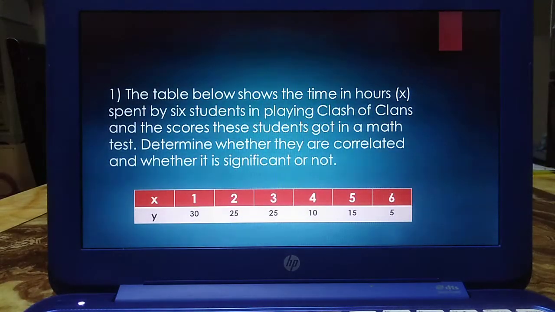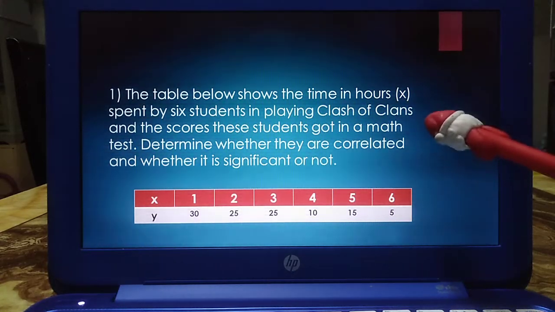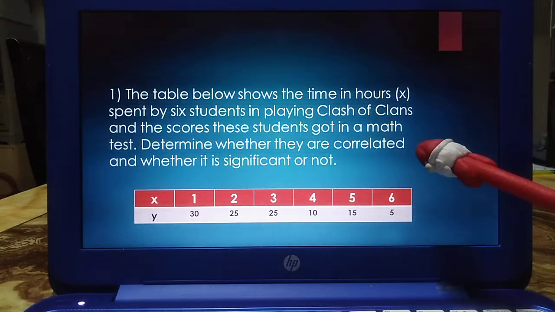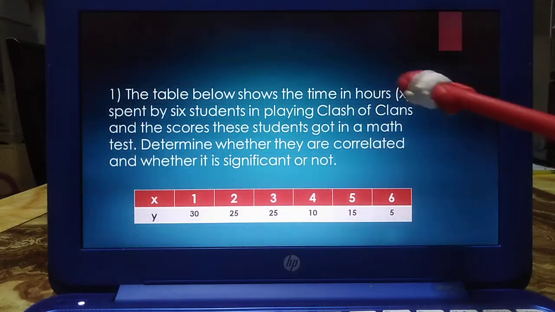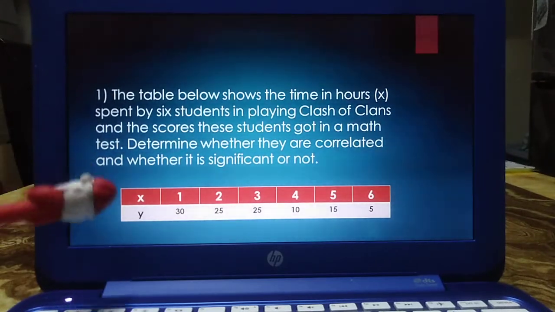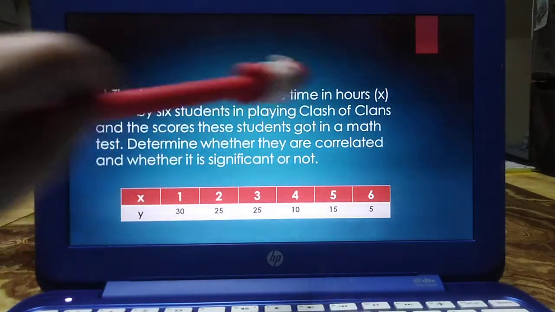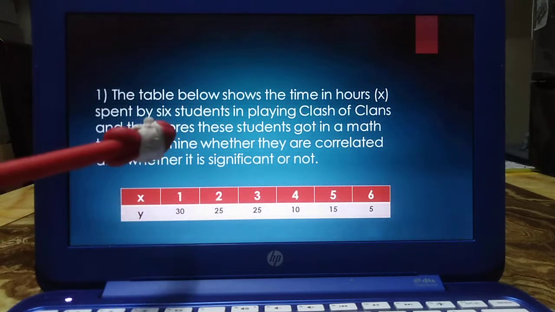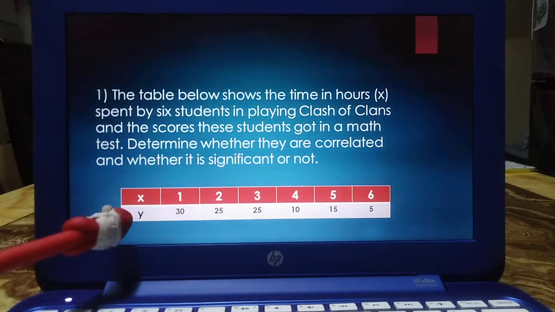So for our written output number 7. The table below shows the time in hours spent by 6 students in playing Clash of Clans and the scores the students got in math tests. So we determine whether they are correlated or whether it is significant or not. So the time will now be represented as x. X is the time in hours. And the y is now the scores in math test.